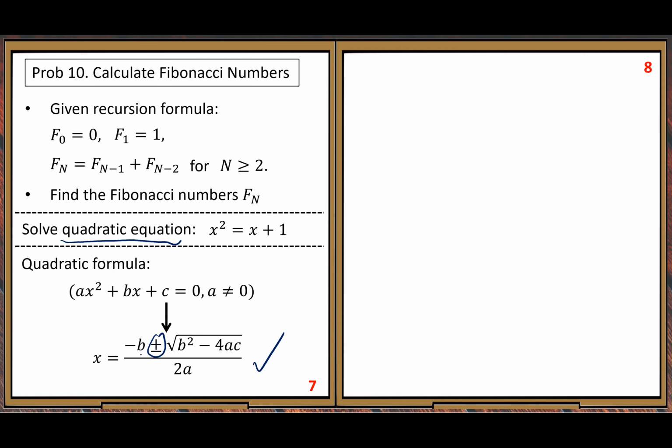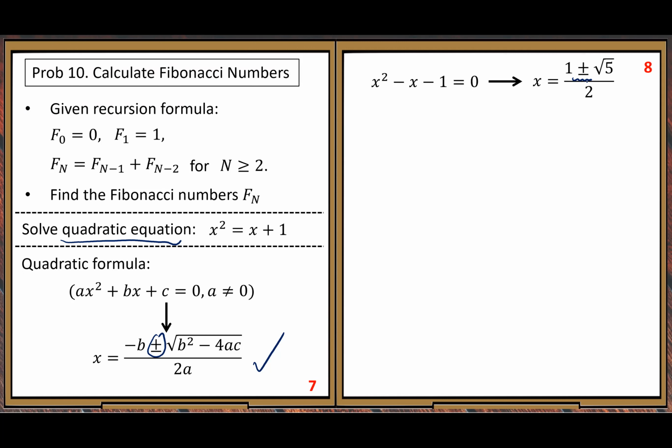Here in this question, our a is 1, b is -1, c is -1. So we can plug these three coefficients into the quadratic formula. We get two possible numbers, 1 plus or minus √5, then the whole thing over 2.